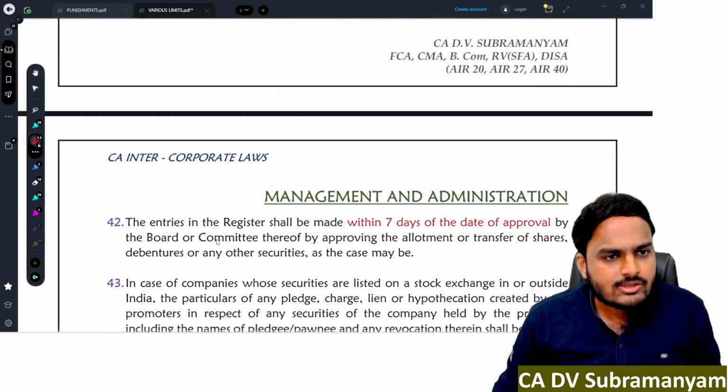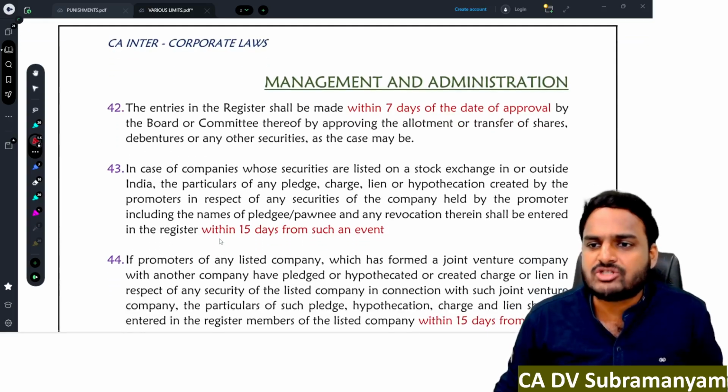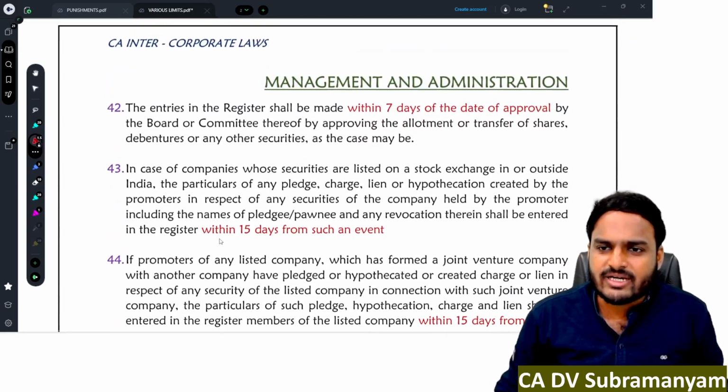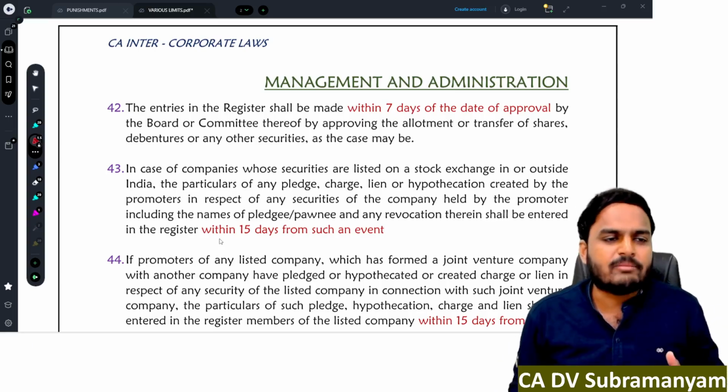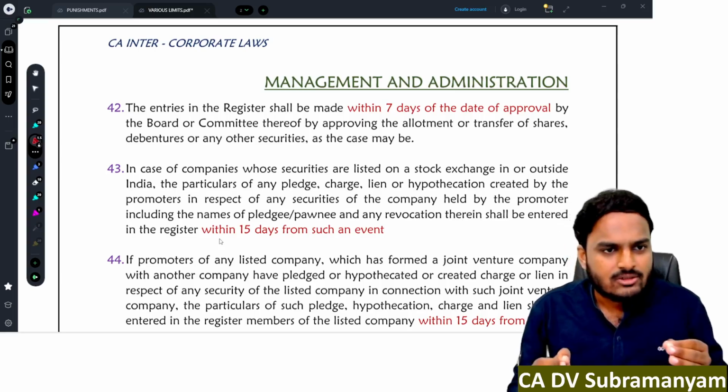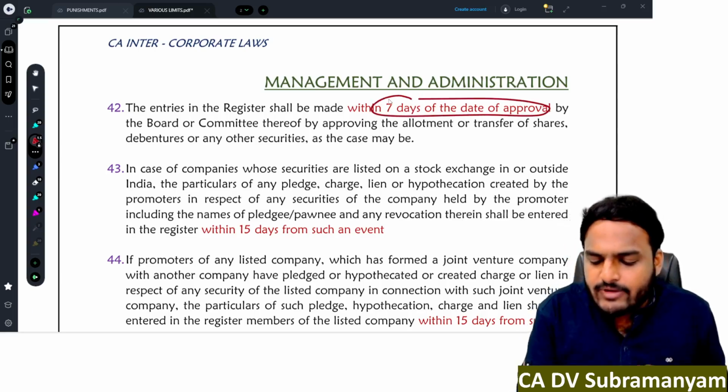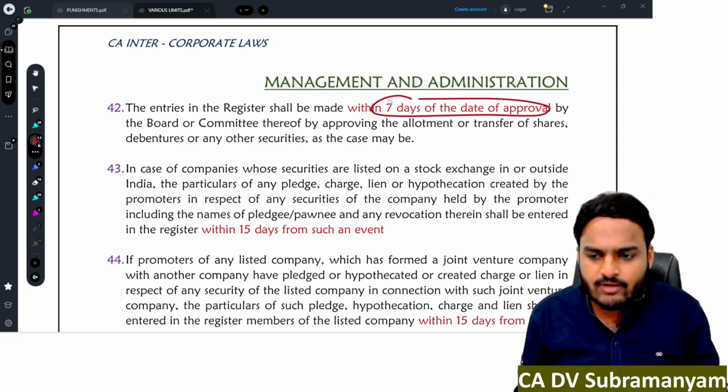So charges are also completed. Next, management and administration. What is the time limit for updation of register of members, register of other security holders? The time limit is 7 days of date of approval. Within 7 days of date of approval, the register shall be updated.